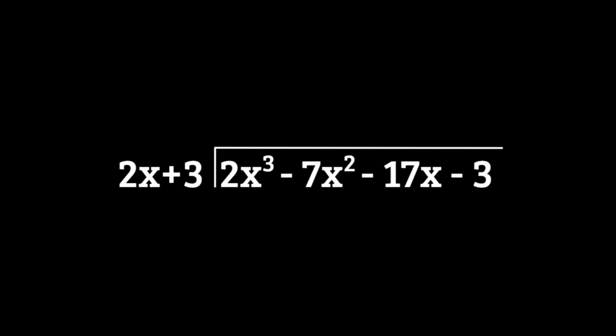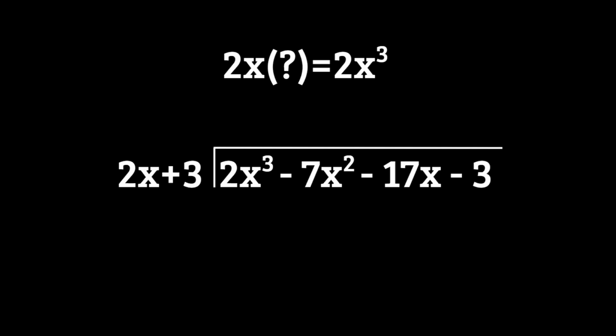The same principle goes here. Let's take this problem for example. All the long division that we do is going to be based on the first term in the dividing polynomial. So, in this case, that's 2x. All we need to figure out is what multiplies with 2x to become 2x cubed. We should find that this is x squared.